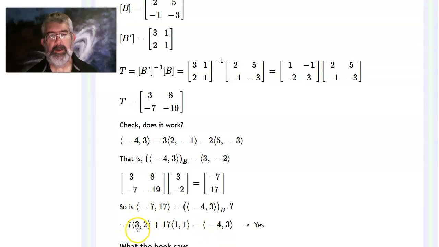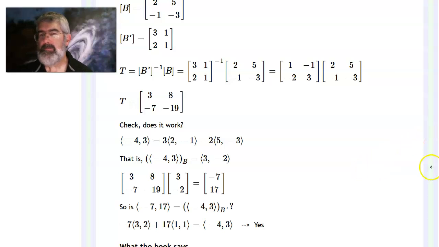I think I do, because this is minus 21 plus 17, which is negative 4. And this is minus 14 plus 17, which is 3. So yes, indeed, negative 4, 3 is negative 7 times the first vector in B prime plus 17 times the second vector in B prime. And so the coordinates of negative 4, 3 with respect to B prime are indeed negative 7, 17, which we got by this multiplication. Okay.